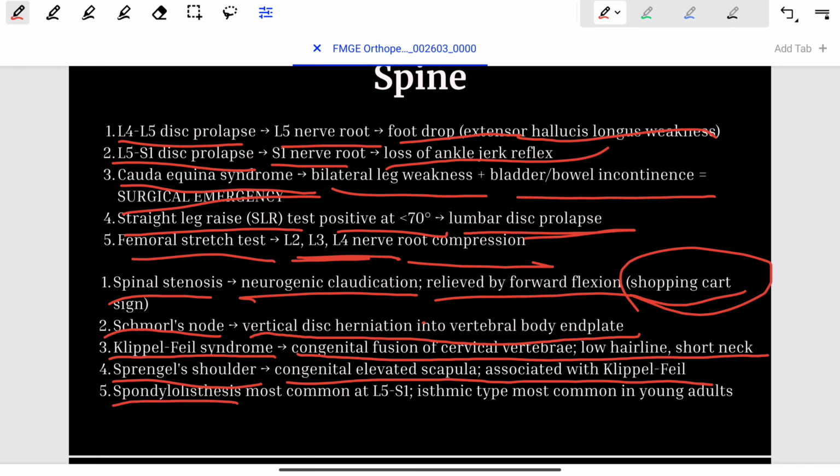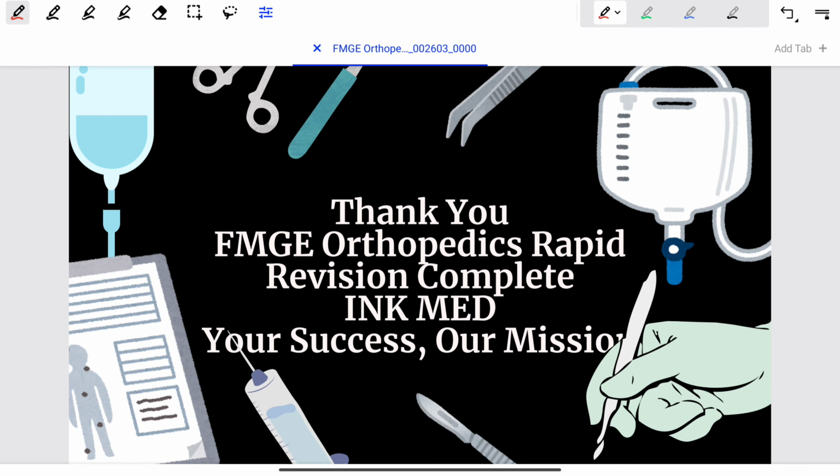Spondylolisthesis most commonly occurs at L5-S1, the isthmic type, common in young adults. Congratulations, you have completed the FMGE Orthopaedics Top 150 must-know one-liners rapid revision. Revise these high-yield concepts repeatedly because they are frequently asked in FMG recalls, image-based questions, and clinical scenarios.